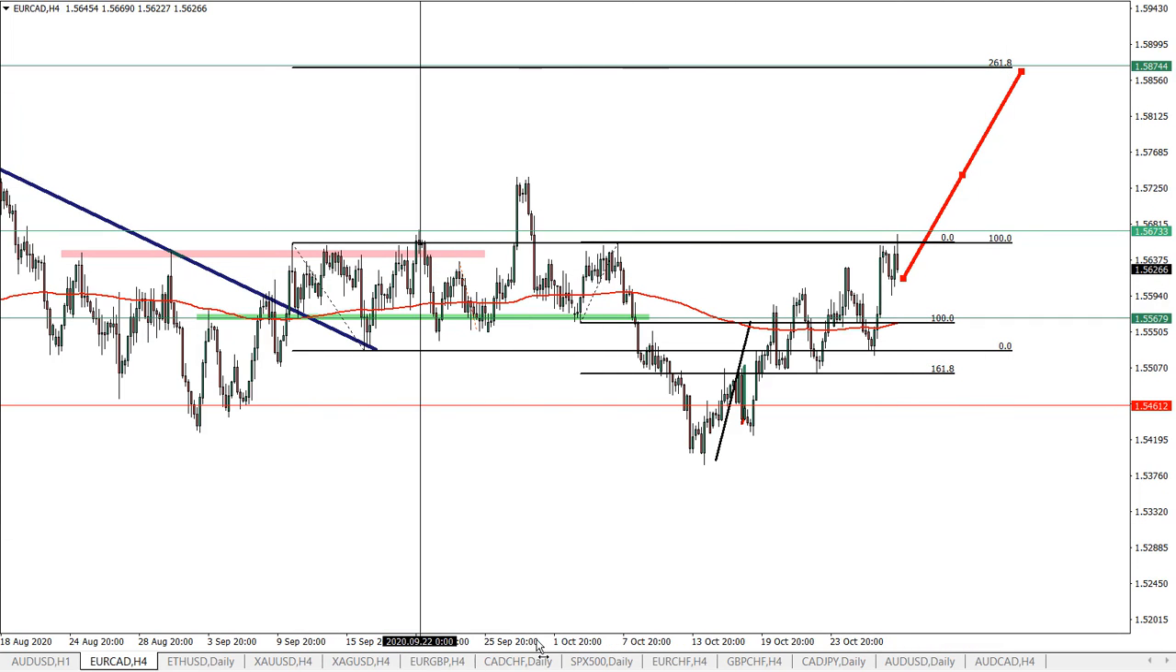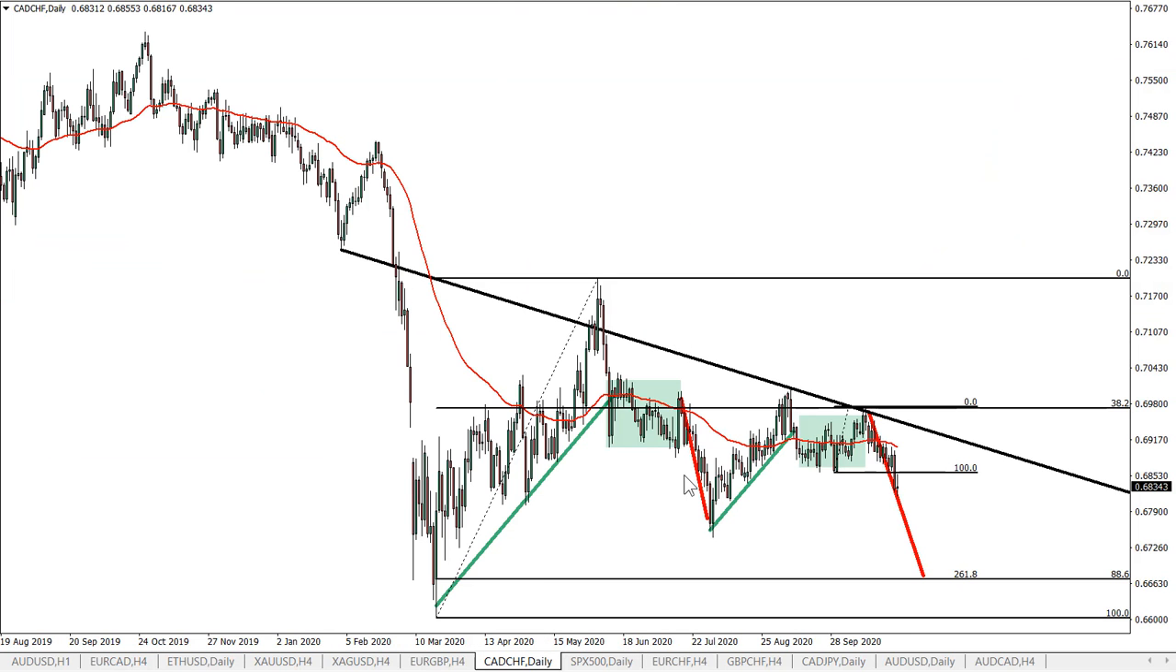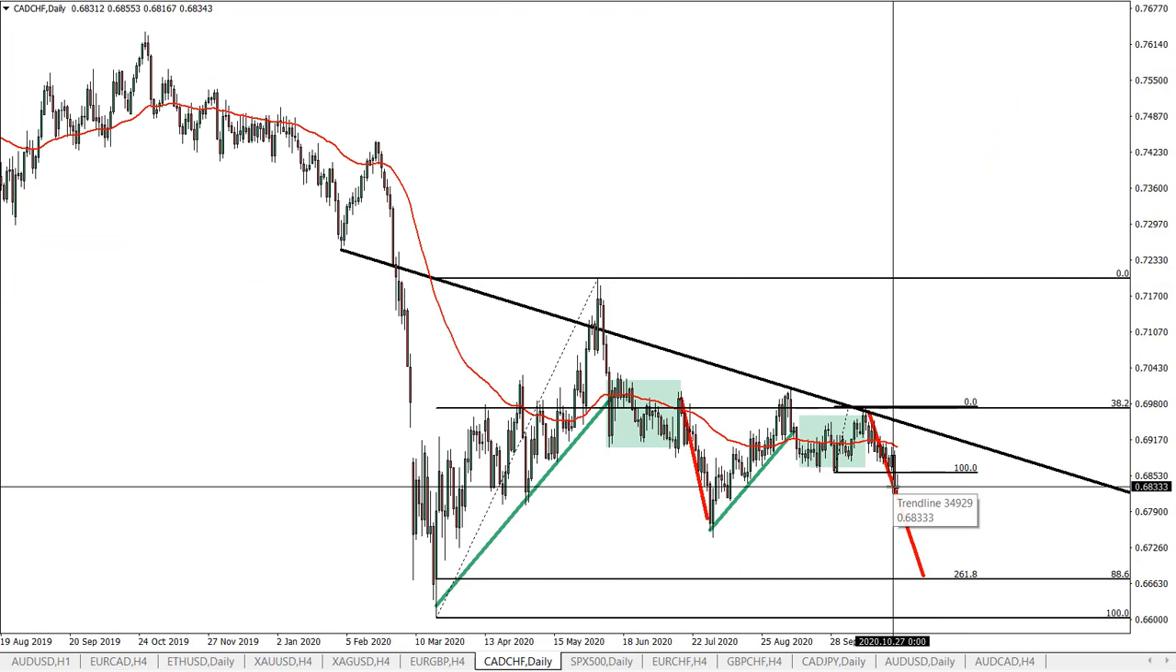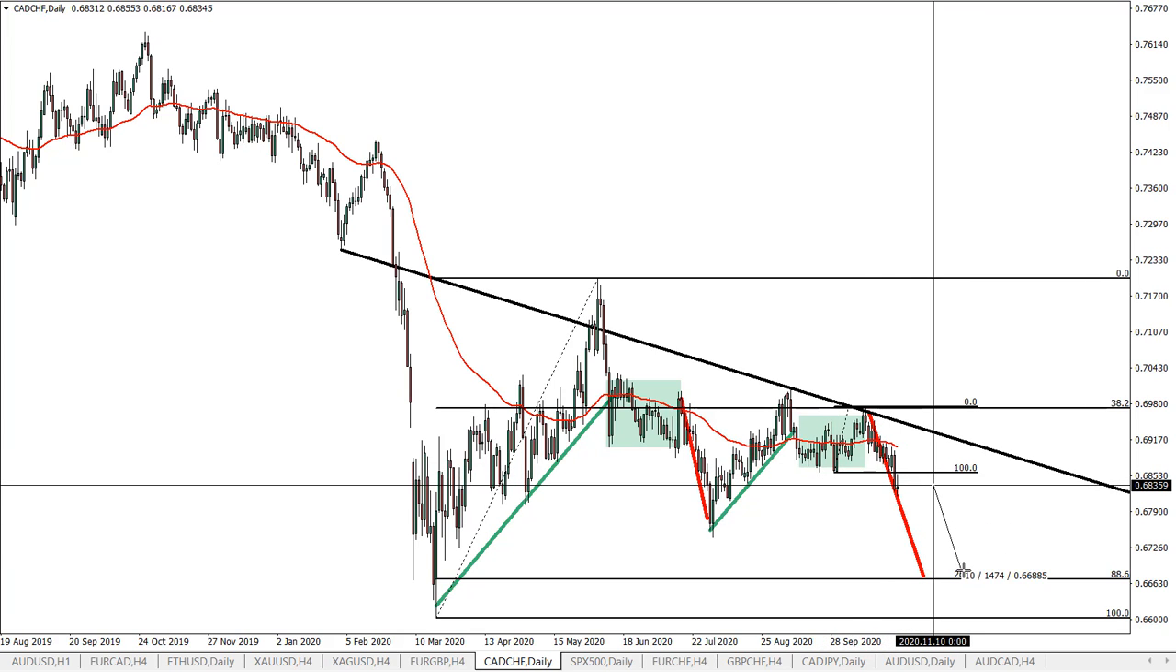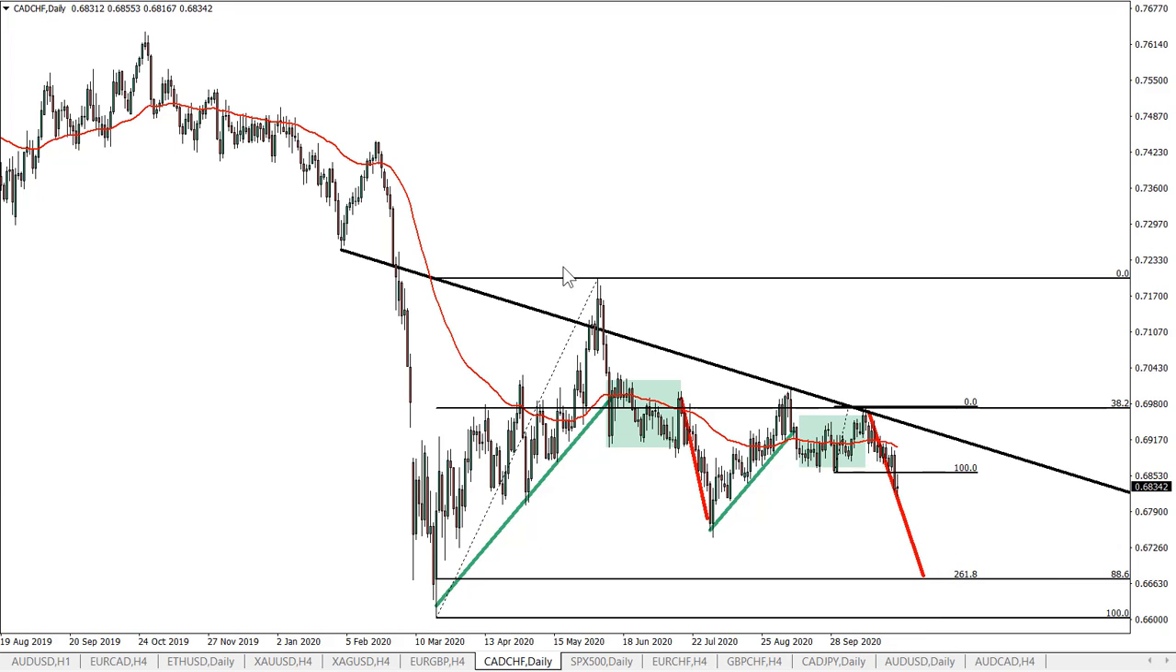And let's go through the Canadian pairs first. The Canadian Swiss franc, we can see there was a daily break and close below the previous support. And here we still have the downside potential of 160 pips on the Canadian Swiss franc.